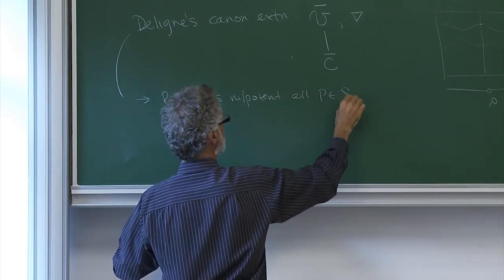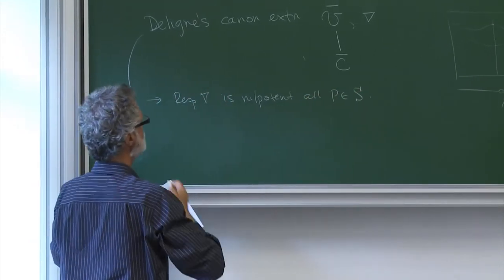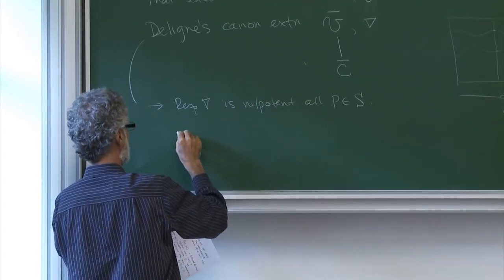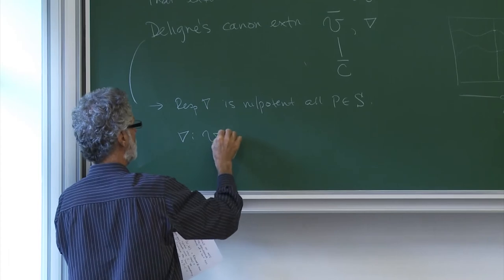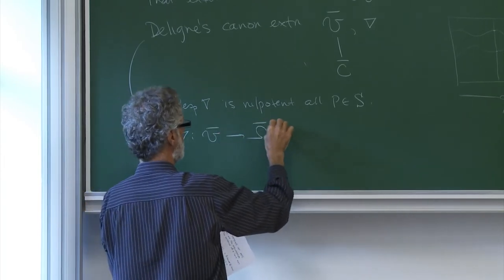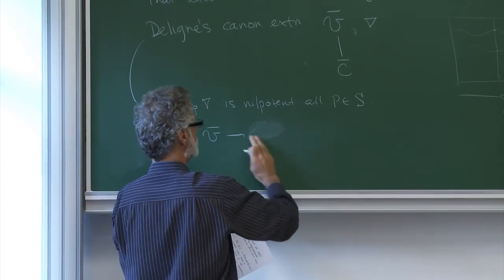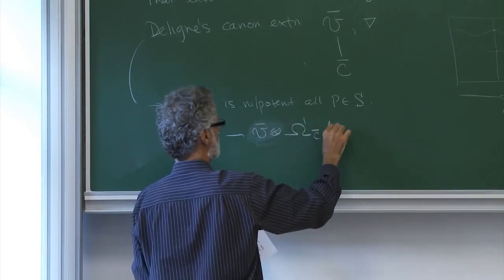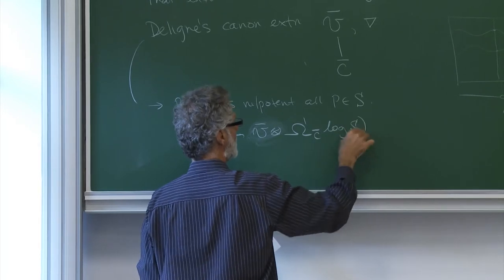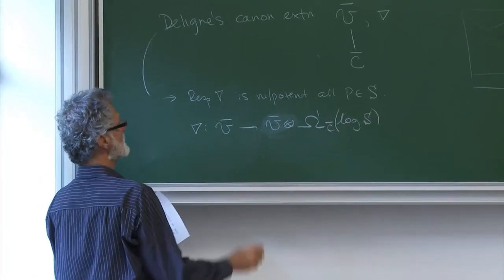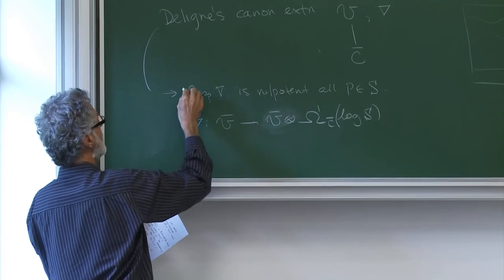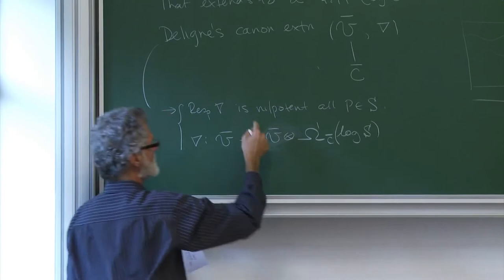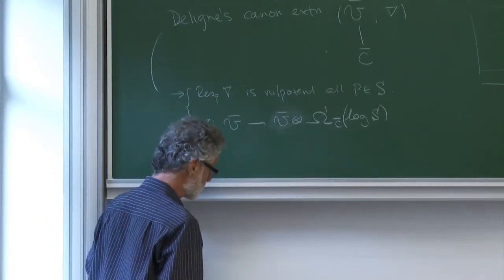For all P in S. And we also require the connection has regular singular points. So nabla takes V bar into V bar tensor omega 1 of C bar log S. So you're allowed to have logarithmic singularities. To say that this is the canonical extension of V is just to say that these two properties hold.